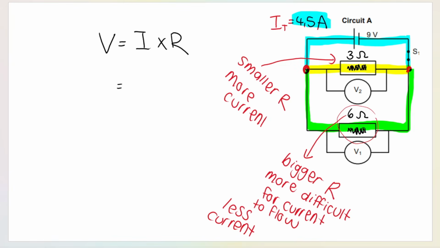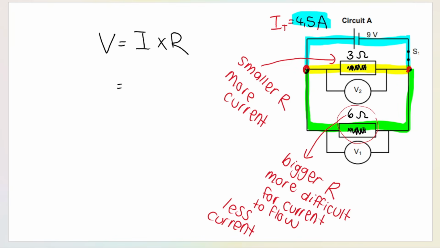If you have a smaller resistance, so you're not really resisting, it's easy to flow. If you are current, imagine you're a current, you see 3, you're like, oh, that's not bad. 3 ohms, easy to flow through there. More current will go through the yellow branch. When the current sees a 6 ohms, they think, oh goodness, that's a very big resistance. It's very difficult to flow through the 6 ohm because it's bigger. So I'm going to avoid going through there. So less current will go through there.